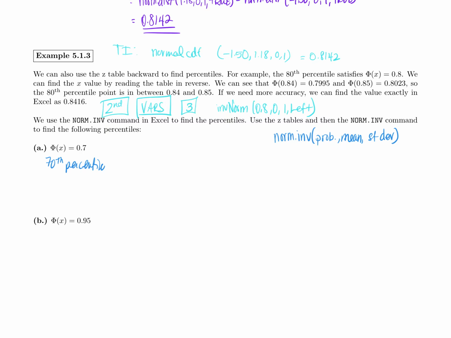So in this case, we would have x is equal to norm.inv of 0.7, center of 0, spread of 1. And we end up with that x value being 0.5244. And again, you can also do this one in the TI, and this one would be inv-norm, and you would have 0.7, 0, 1, and left. And you would find the same thing.